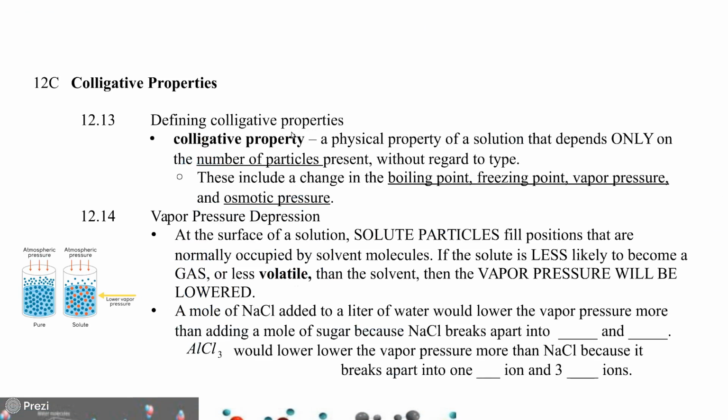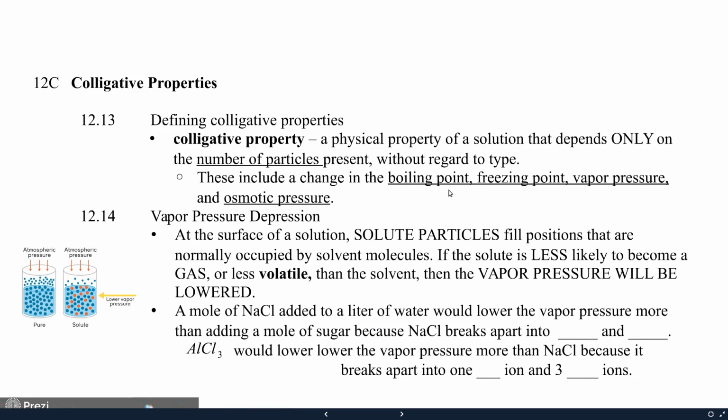So a colligative property is a physical property of a solution that depends only on the number of particles present without regard to type. These include boiling point, freezing point, vapor pressure, and osmotic pressure. Now, what that means is it's counting the number of particles. It doesn't matter what kind they are. And the colligative properties change depending on what number of particles you have.